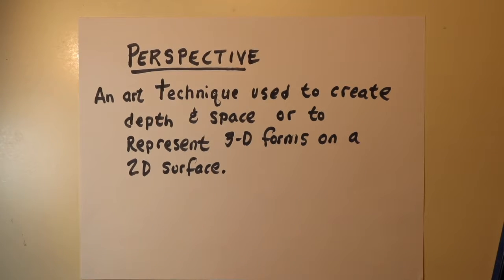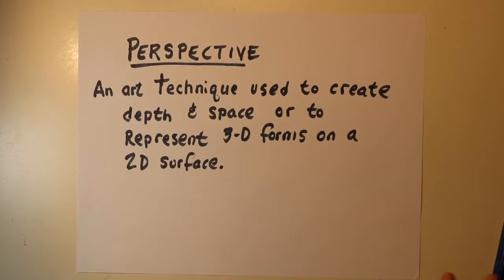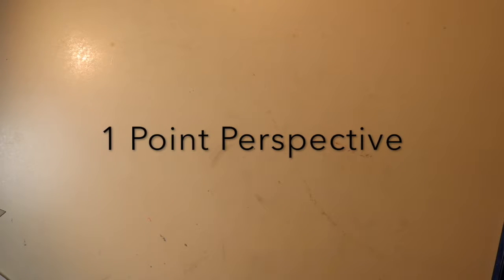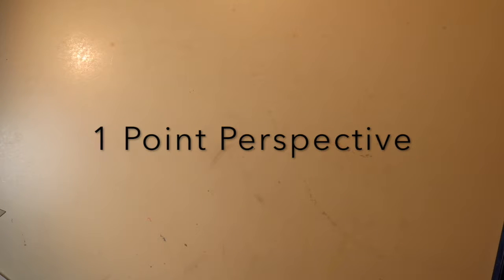Perspective is an art technique used to create depth and space, or to represent three-dimensional forms on a 2D flat surface like a piece of paper or a painting or a canvas. So we are going to do one-point perspective. We use perspective, like I said, to create three-dimensional looking things on a flat surface.